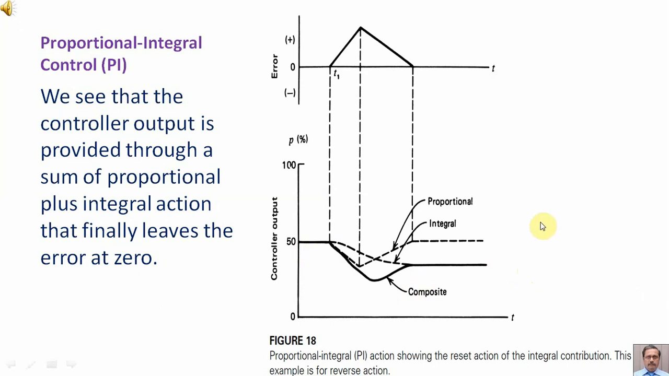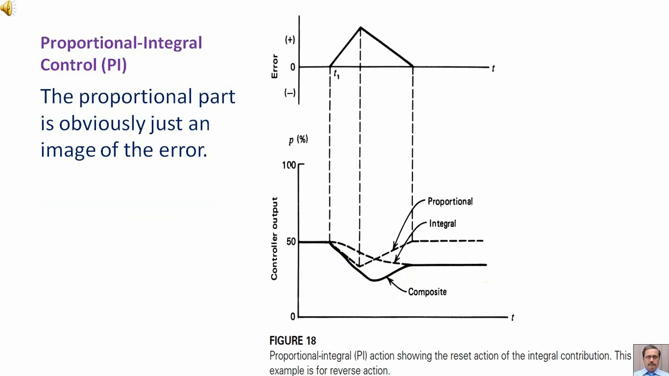We see that the controller output is provided through a sum of proportional plus integral action that finally leaves the error at 0. Here we have the proportional action with a dotted line, and then we have the integral action with a dotted line, and the combination of the two, that is the composite action, is shown here. The proportional part is obviously just an image of the error. This is the error, and we can see that this proportional part is just an image of the error.